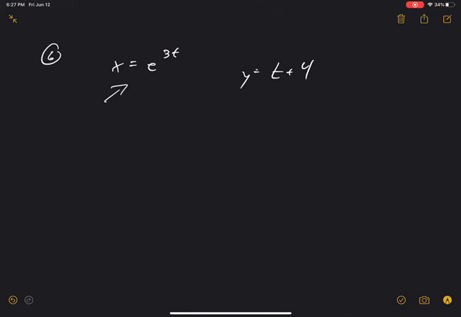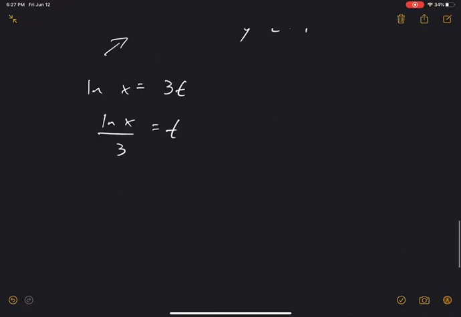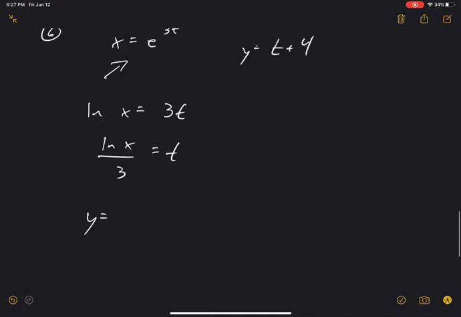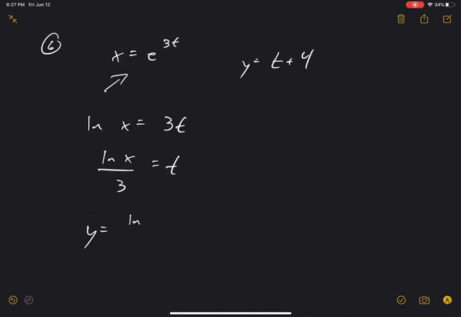Okay, if I solve for t here, I get ln of x equals 3t, ln of x over 3 equals t, and then I plug that into my equation for y, and I'll get y equals ln of x over 3 plus 4.